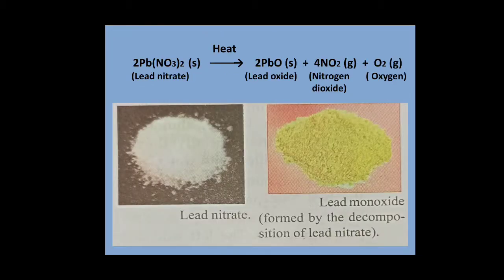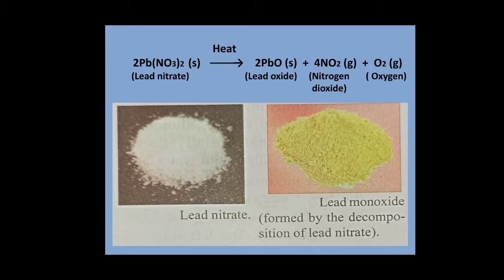So during this reaction, what happens? This is lead nitrate, white in color. In physical form, it is a powder. This is lead nitrate, 2Pb(NO3)2. Pb is the symbol of lead, NO3 is the nitrate. Bracket close, 2, so there are 2 nitrate groups. When heated, it is converted into 2PbO, lead oxide, and 4NO2, nitrogen dioxide, which is a gas, and oxygen gas is formed.